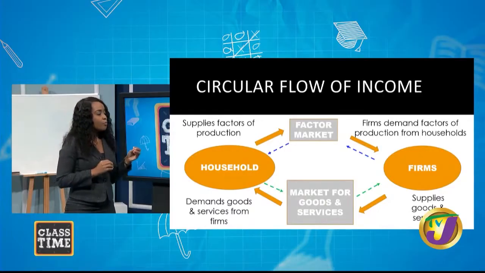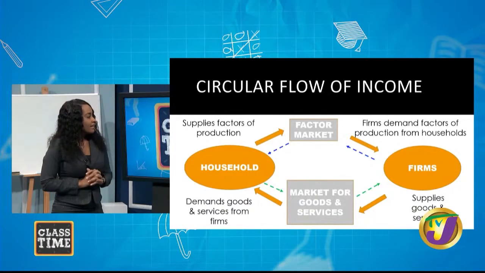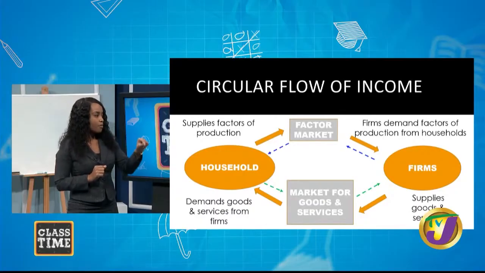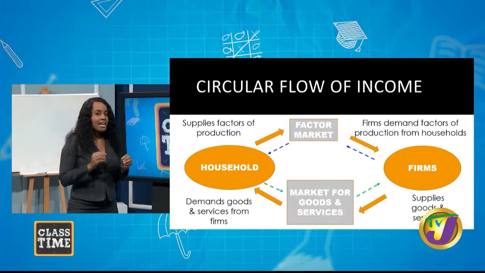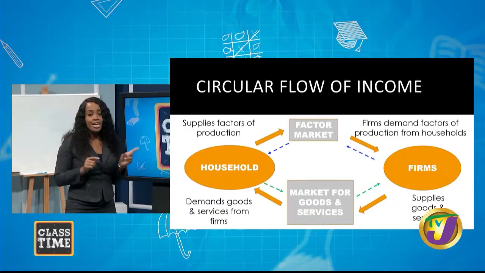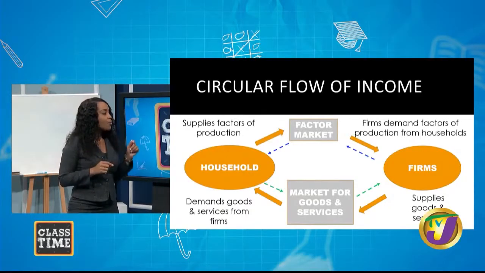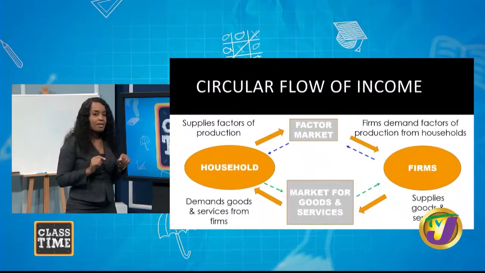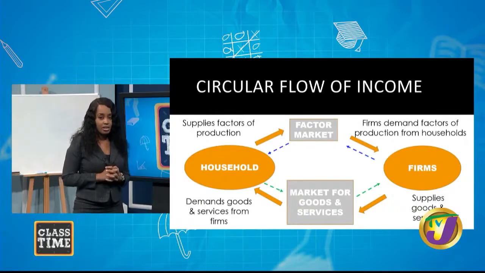Now, the inner flow represents the movement of payments or income. For the factor market, we see an arrow moving from the firms to households. That's the blue arrow or the broken lines. That represents the fact that firms are paying households for those factors of production that they have received. And we notice that the green arrows, or the arrows that are broken, moving from households to firms, represent the payments made by households to firms for the goods and services that they are supplied with.